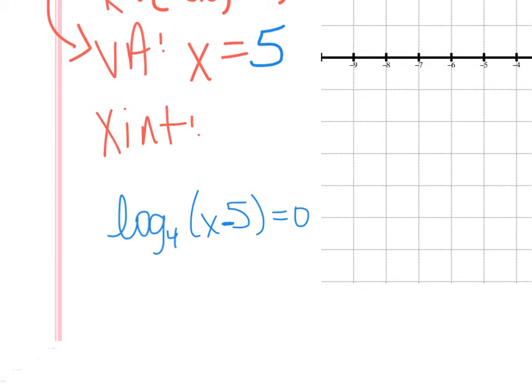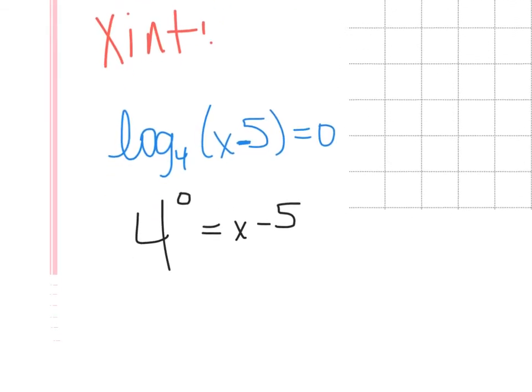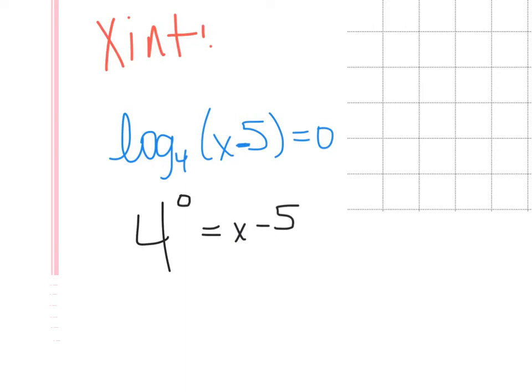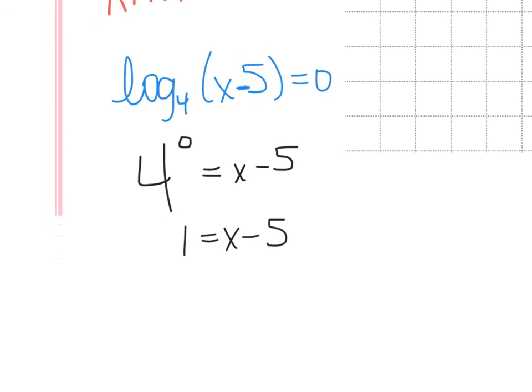If I make this exponential, my little 4 becomes a big 4. And what happens with x minus 5 and 0? They switch. So this becomes 4 to the 0 equals x minus 5. Well, what is 4 to the 0? 1. So x minus 5 equals 1. What do I do to both sides? Add 5. So x equals 6.